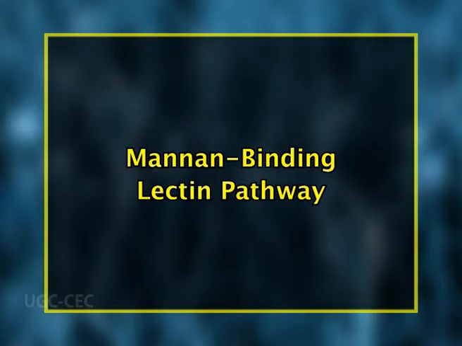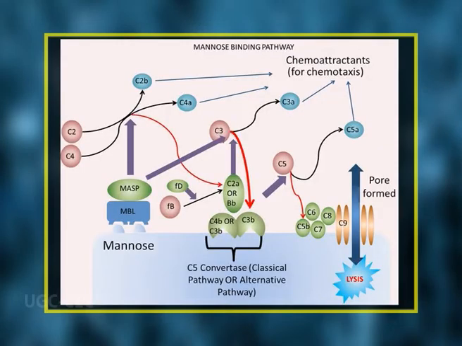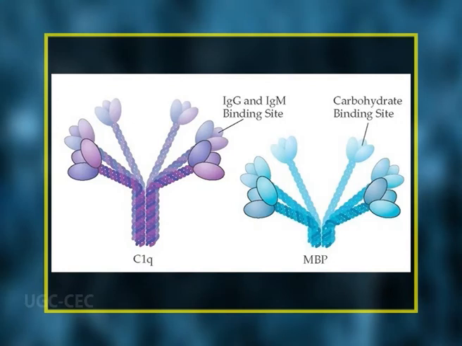Now coming to the third pathway, that is the mannan binding lectin pathway. This pathway, which has been recently discovered, is an additional pathway by which the complement system can be activated. Mannan binding lectin is an acute phase protein. It is present in low concentration in the plasma of an individual and its concentration is increased in inflammatory responses. MBL has a C1q-like structure and is 6-headed. It specifically binds to the mannose residues present on the surface of a microorganism.